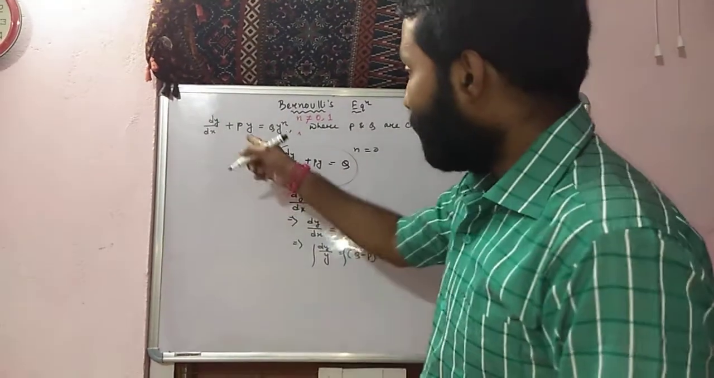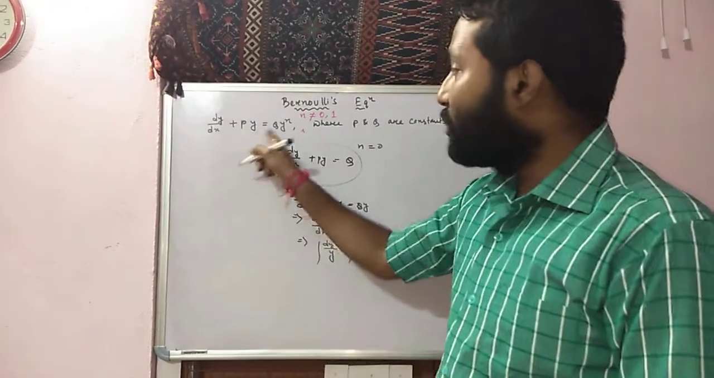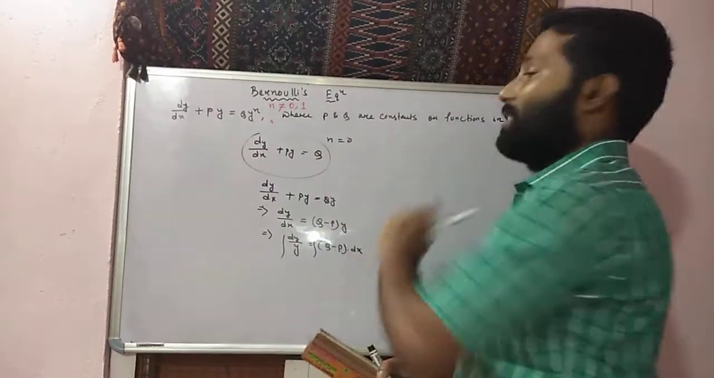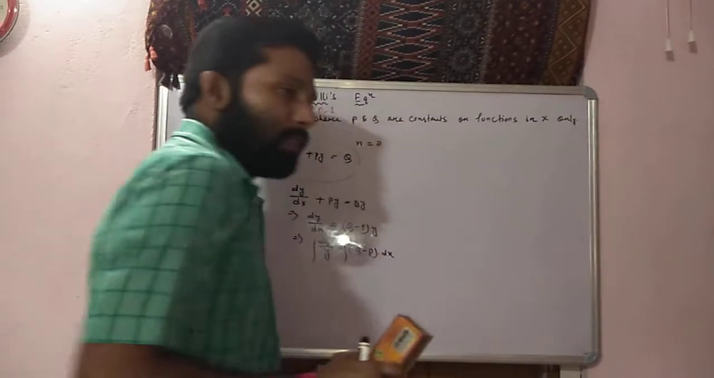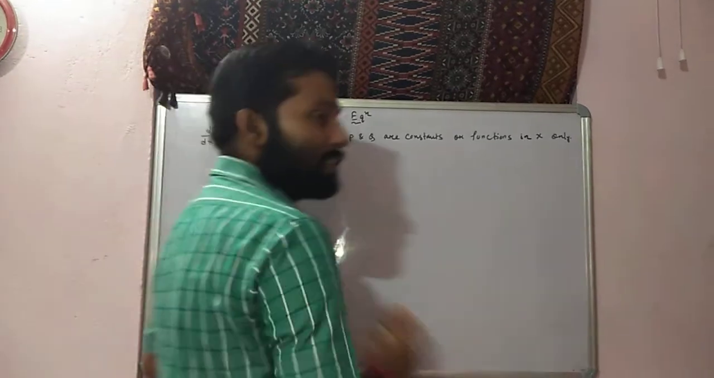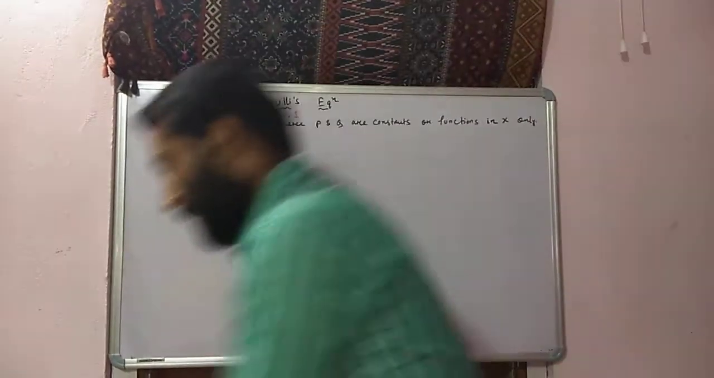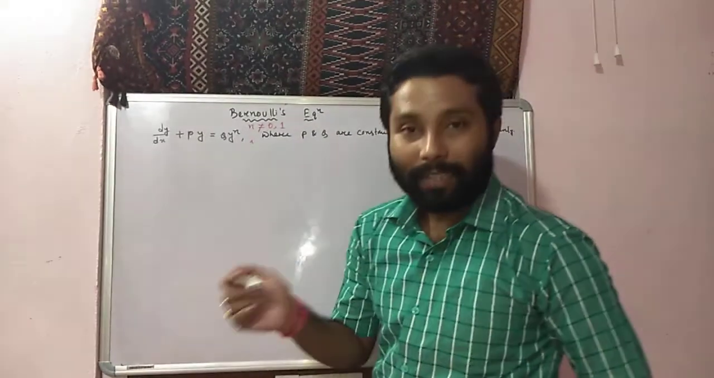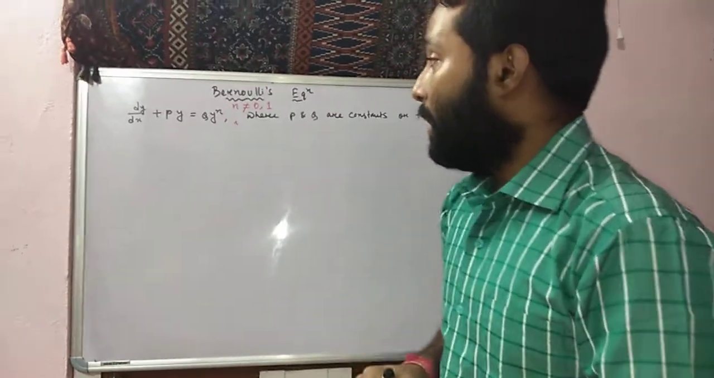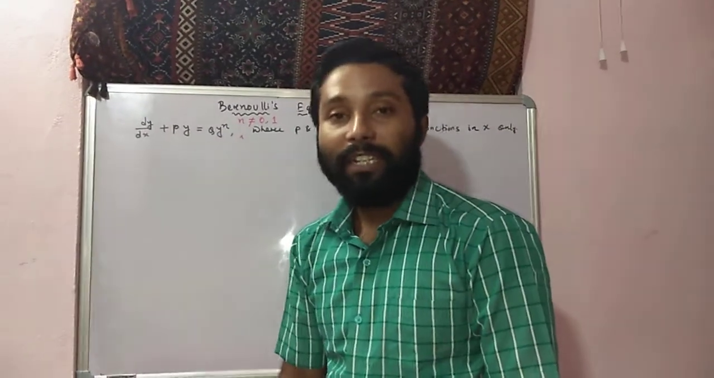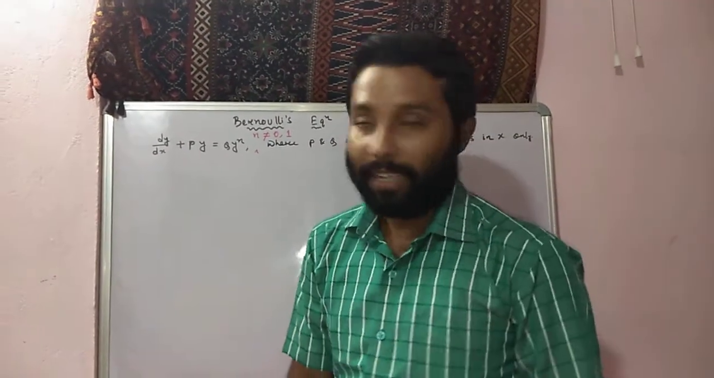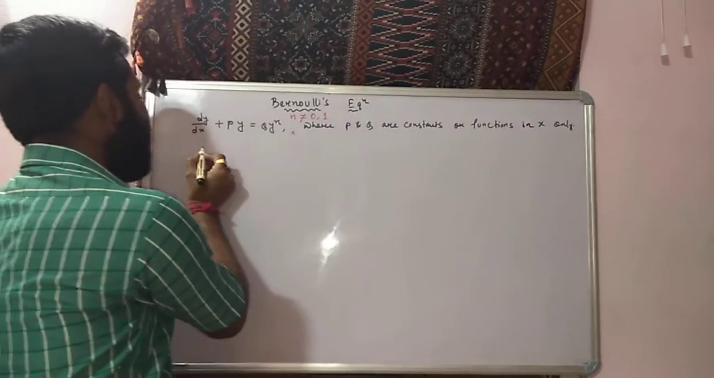So this type of equation is called Bernoulli's equation, where p and q are functions of x only, or p and q are constants. Now, to solve such type of equation, that is Bernoulli's equation, what I am going to tell you now is how to solve Bernoulli's equation, important for objective purpose, right? So to solve this type of equation, first step, divide the entire equation by y to the power n.